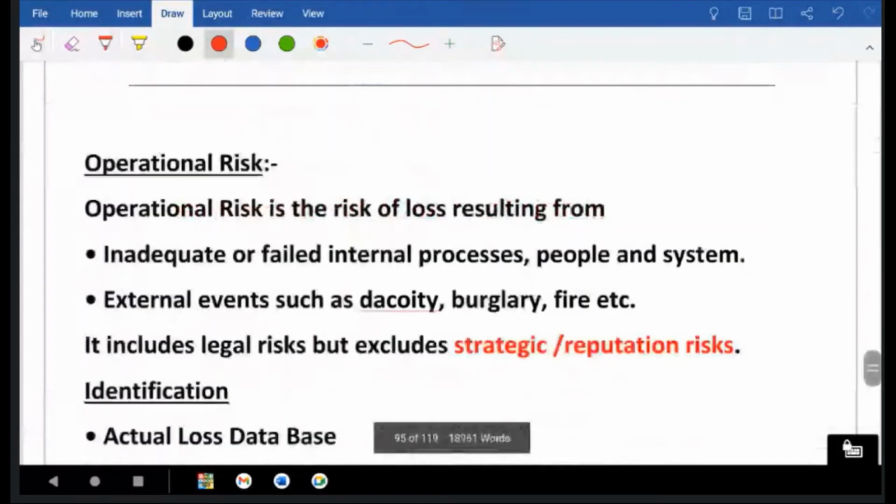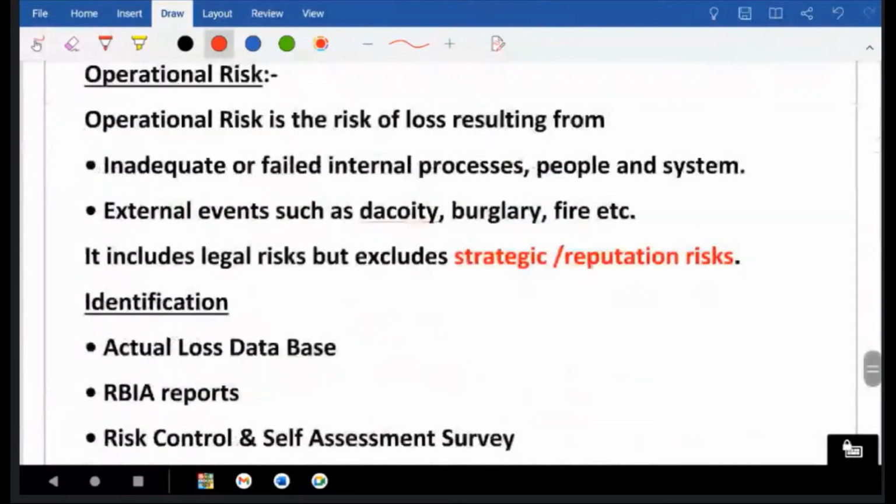What is operational risk? We have already seen it many times. Operational risk is the risk of loss resulting from inadequate or failed internal processes, people or systems. In the bank, either people are there or the computer system is there. Not only the computer system, the whole entire setup is called the system. Internal events such as dacoity, burglary, fire are also called operational risk. Sometimes people commit mistakes, sometimes the system fails. This is also part of operational risk.